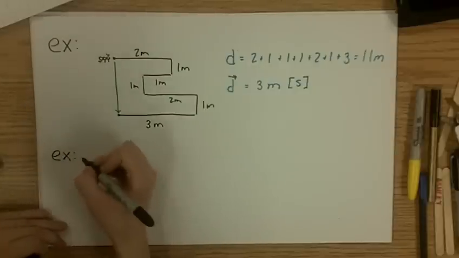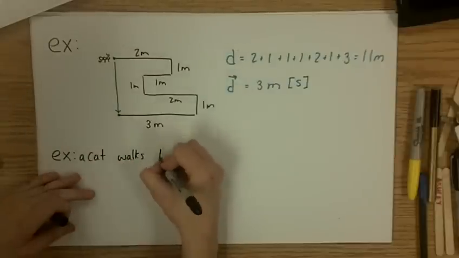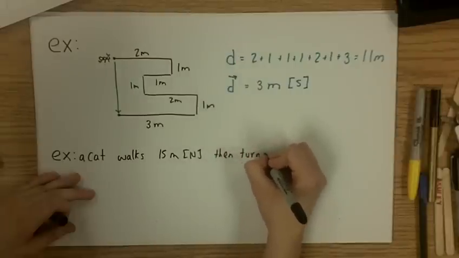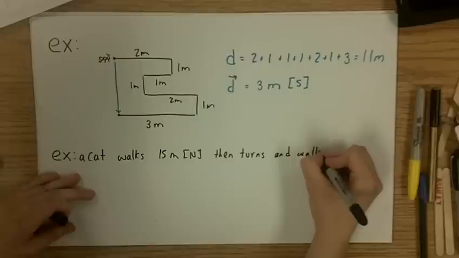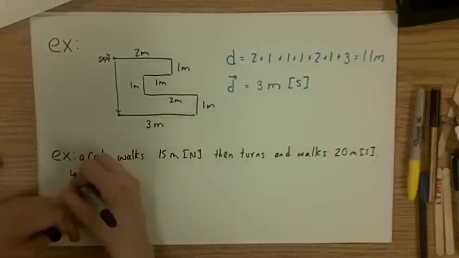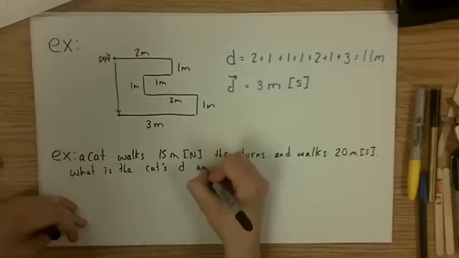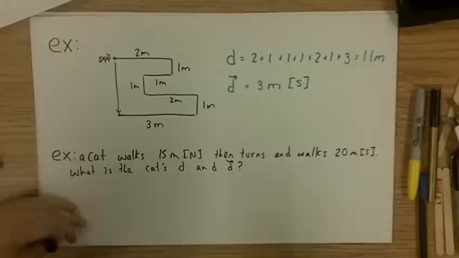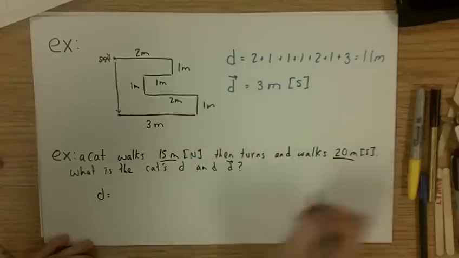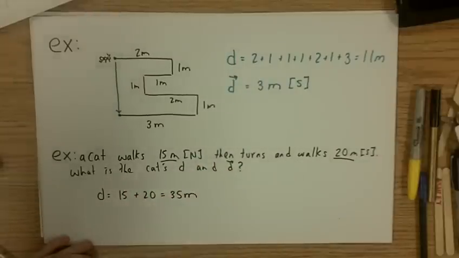And finally, an example using the mathematical method. A cat walks 15 meters north, then turns and walks 20 meters south. What is the cat's distance and displacement? For distance, mathematically, we just take all the numbers that we see and add them together. So 15 plus 20 equals 35 meters.